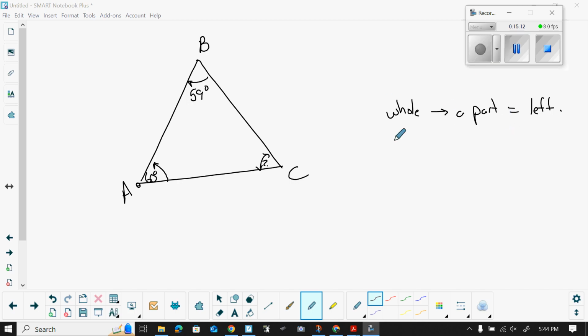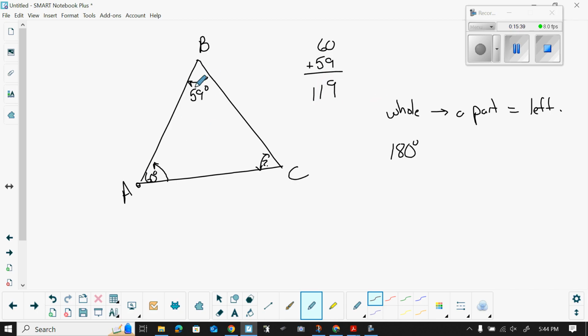So if I took the whole amount, in this case with a triangle, it is always 180 degrees. And I had a part of it, in this case it's these two added together, 60 plus 59. Now I'm not using a calculator either, so let's add that together. 60 plus 59, well, 9 plus 0, 9, 5 plus 6 is 11.